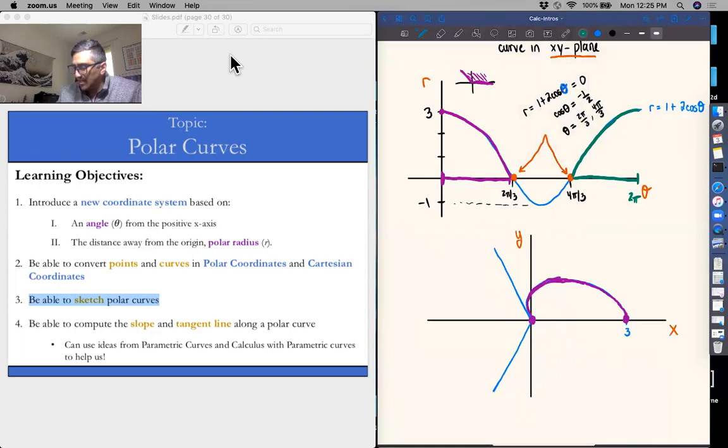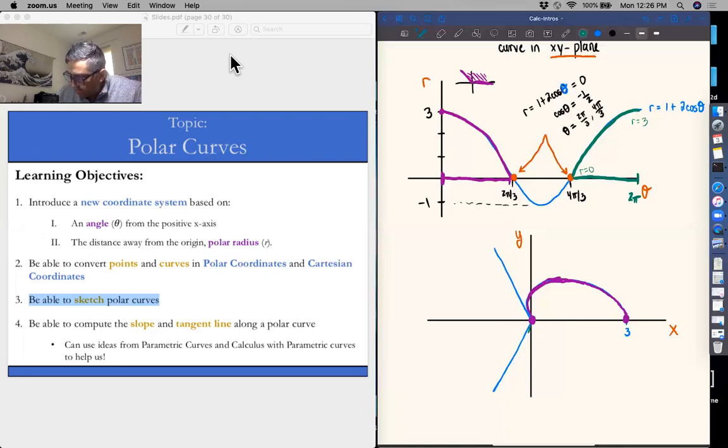And well, what's happening is at an angle of 4 pi over 3, r is equal to 0, and then r is equal to 3 again. So r is going from 0 to its max value of 3 at the angle of 2 pi. So we're kind of doing the opposite case here.